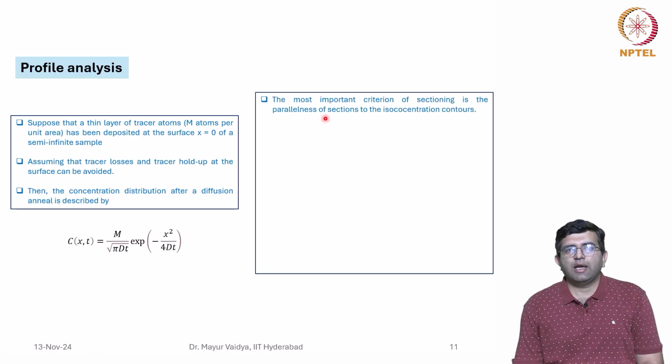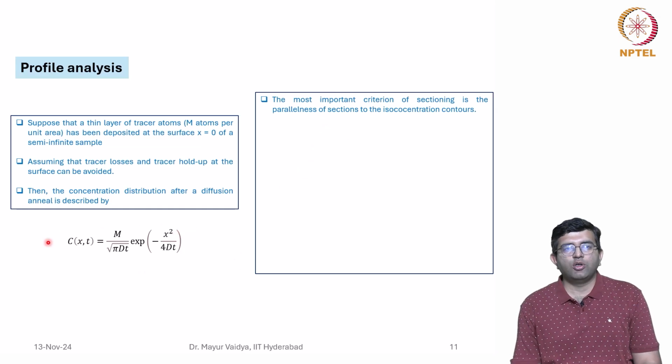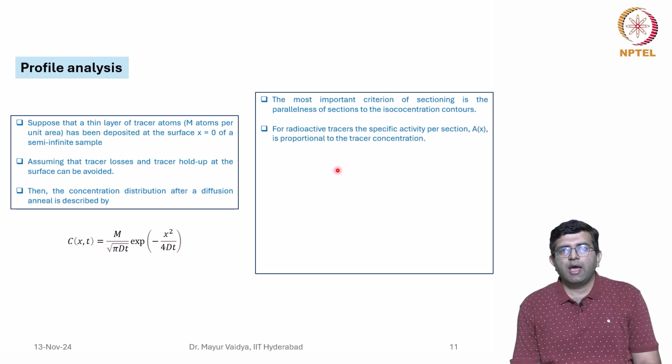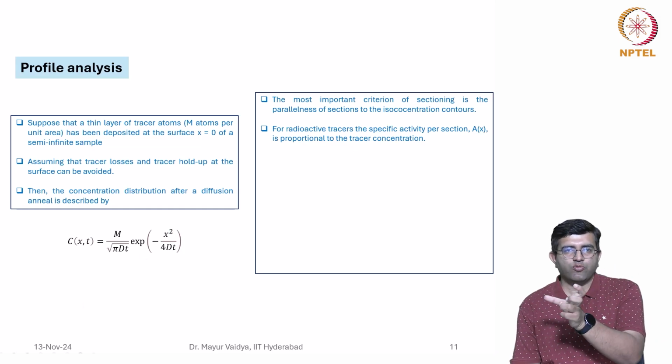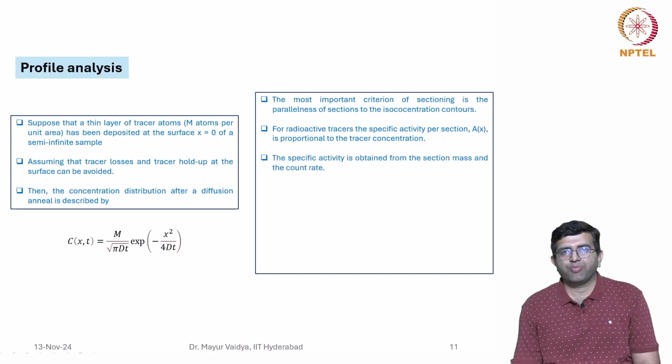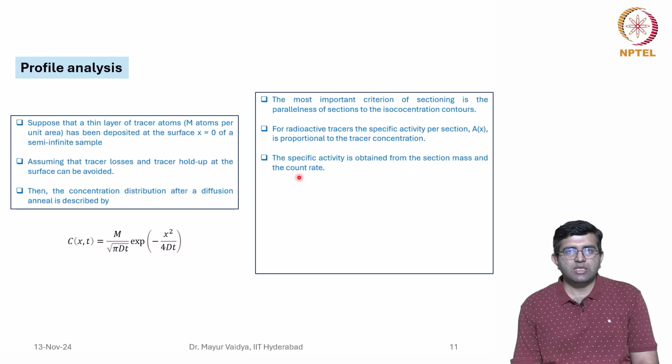Here, as I said, in order to ensure that you get a good fit, you have to see that the sections are parallel to the iso-concentration contours. For radioactive tracers, the specific activity per section is proportional to the tracer concentration. Specific activity means the activity per unit weight of the section. Specific activity is obtained from the section mass and the count rate.